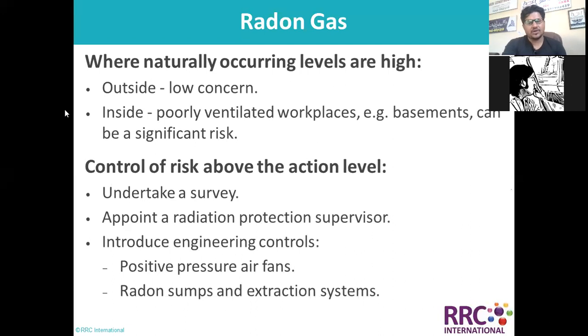So how are we going to control this risk above the action level? We have to take a survey, appoint a radiation protection supervisor, and introduce some engineering controls like positive pressure air fans, redundant sumps and extraction systems, so we can reduce the magnitude or volume of radon gas from those poorly ventilated places.